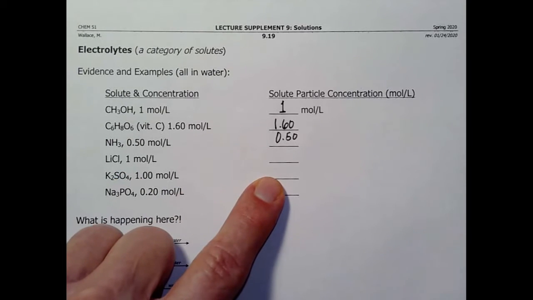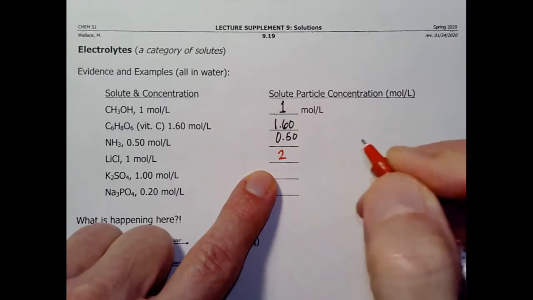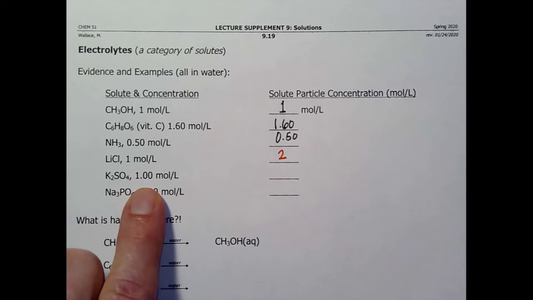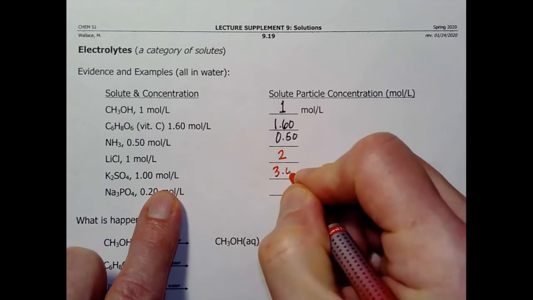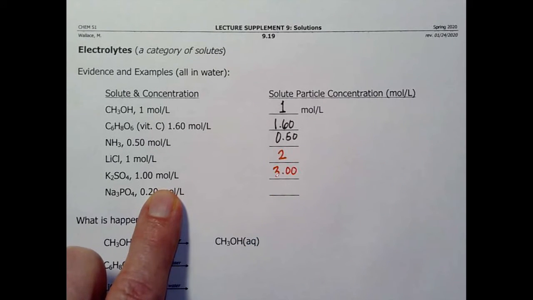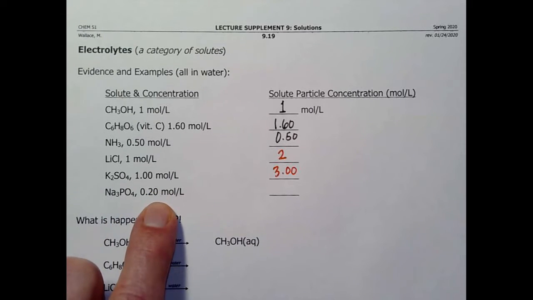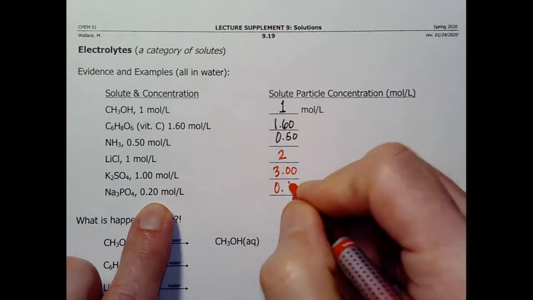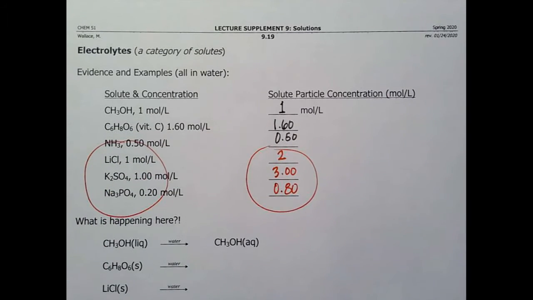So lithium chloride, 1 mole per liter. When I look at the particles in solution, of course, I have 2. Well, wait a minute. Okay. Potassium sulfate, 1 mole per liter. Well, it's got to be just 1. All right, well, what about this sodium phosphate, 0.2 moles per liter? It's just got to be 0.2. And it's 0.80. So what's going on with those things?